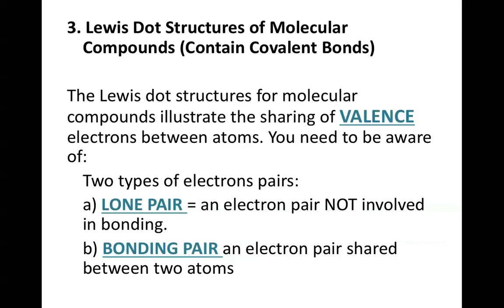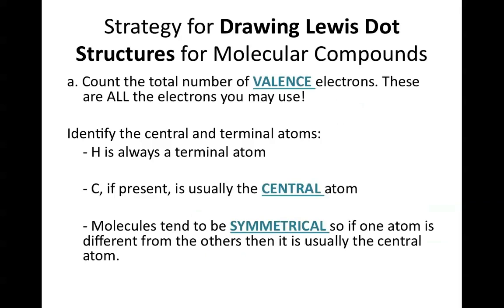Now you will hear me say two different terms. One is going to be, when I say lone pair, you have to know that represents an electron pair that is not involved in bonding, so a lone pair only shows up on certain atoms. And then bonding pairs are electron pairs shared directly between two atoms, which you'll see represented with lines.